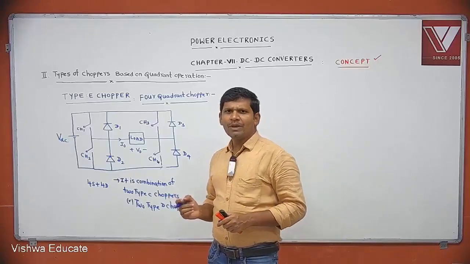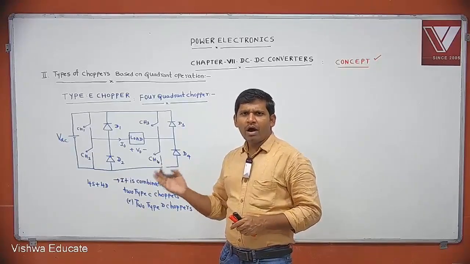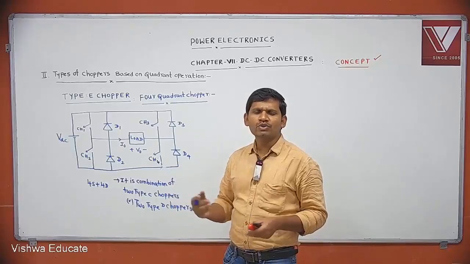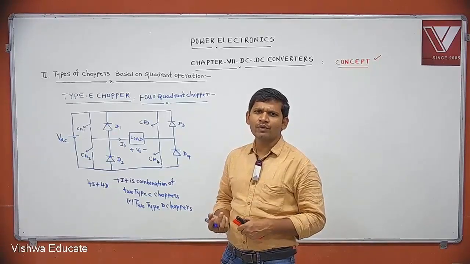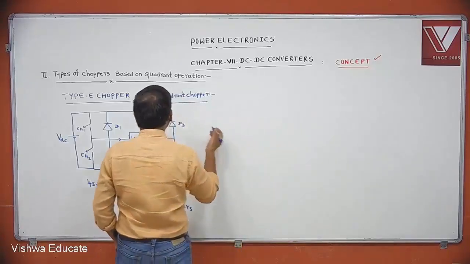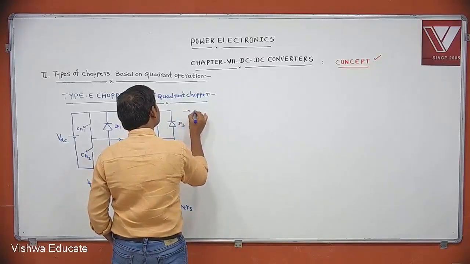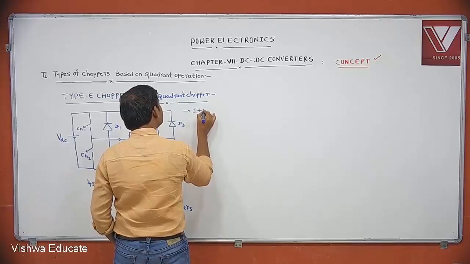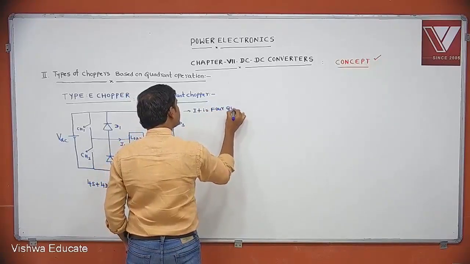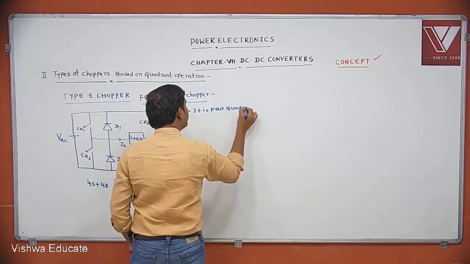One type D chopper is operated in first and fourth quadrant. The opposite type D chopper is operated in second and third quadrant. Like that we can realize it as a four quadrant chopper. Therefore, it is a four quadrant chopper.